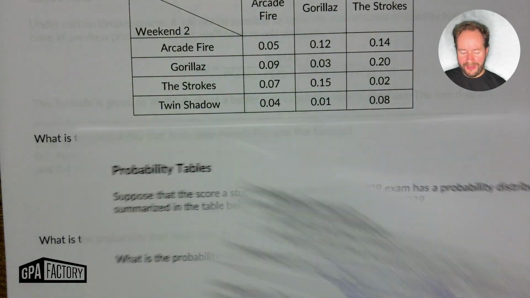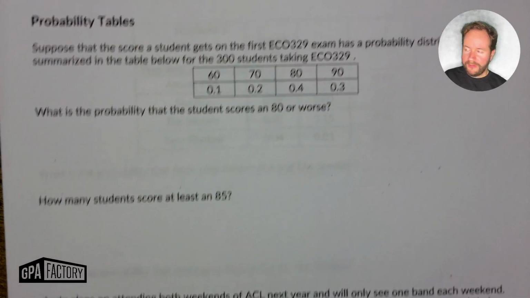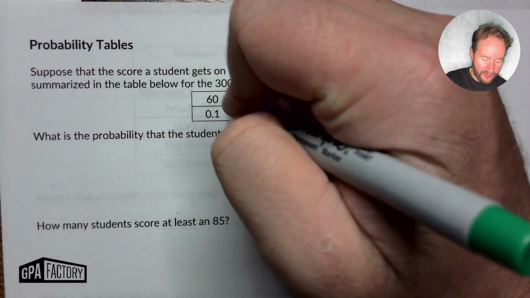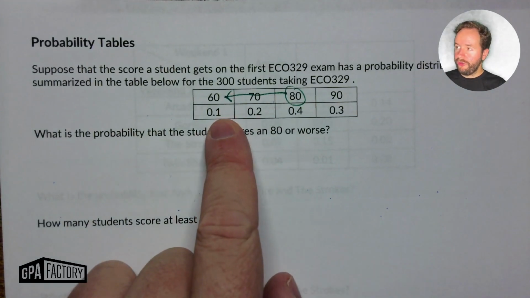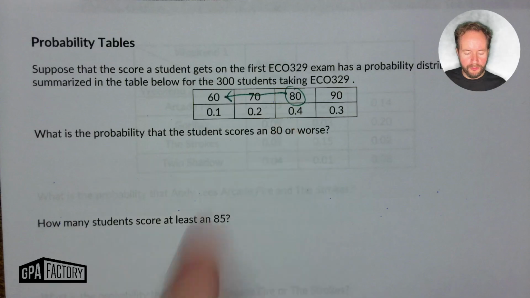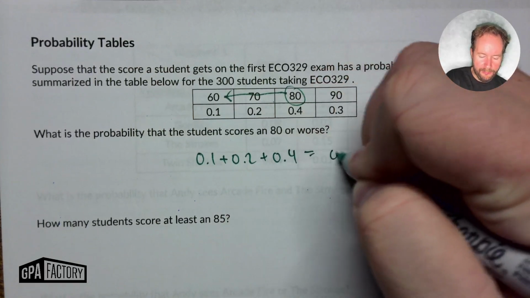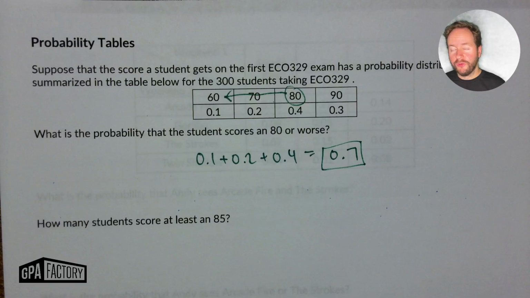Okay. We are going to go to probability with a table. Tables are pretty easy. Just read the table for the values in it. That's kind of it. Suppose that the score a student gets on the first ECO329 exam has a probability distribution summarized in the table below for the 300 students taking ECO329. What is the probability that a student scores 80 or worse? Well, 80 or worse means this number or that way. So what are the associated probabilities? 0.1, 0.2, and 0.4. Simply add those values up and you're done. Super easy, right? You get 0.7. That's it. 70% chance somebody scores an 80 or worse.